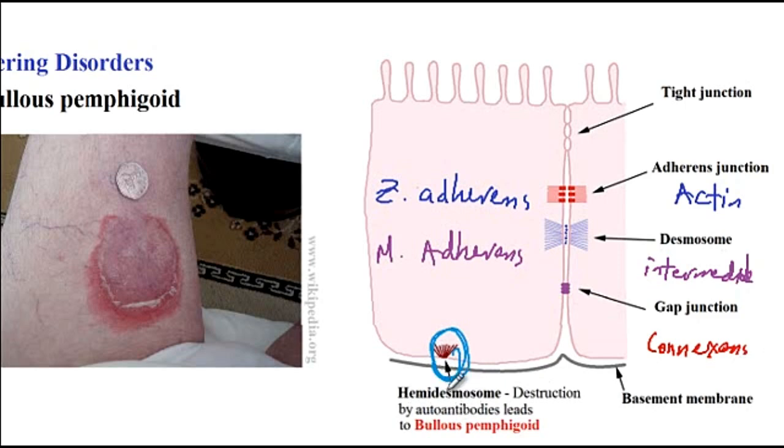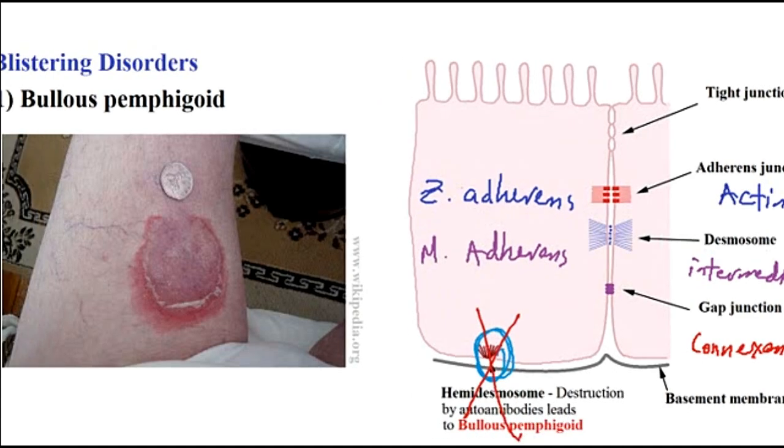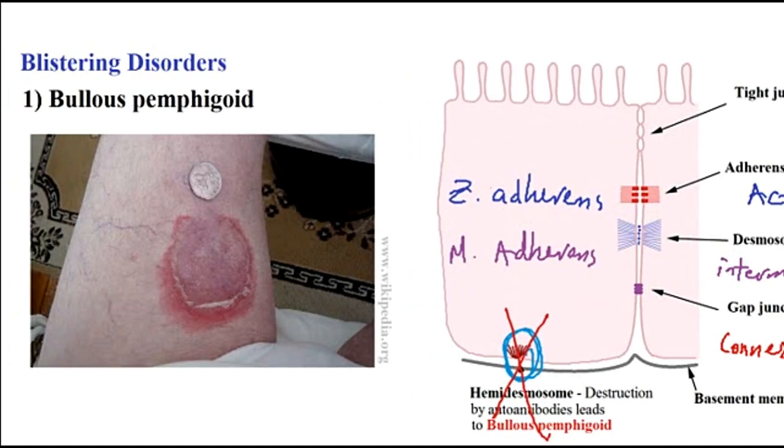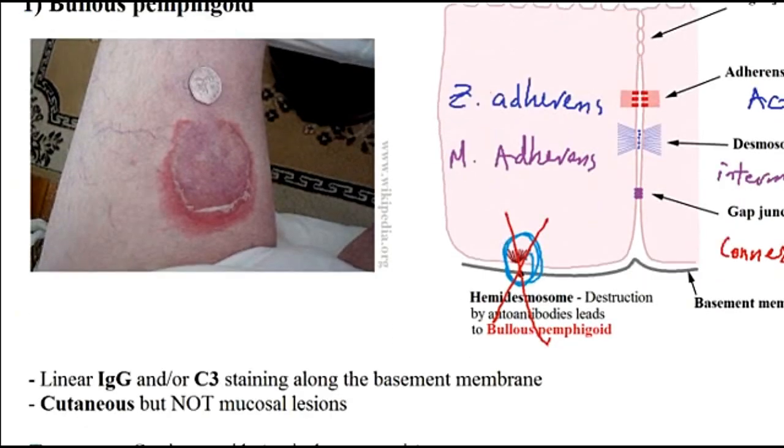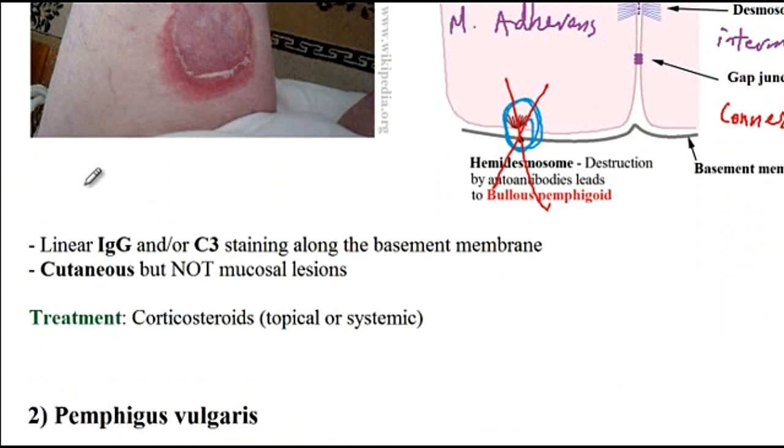Now the first disorder that I would like to discuss is bullous pemphigoid, which is due to the formation of autoantibodies against hemidesmosomes. Therefore, on immunofluorescence staining, you will see linear IgG and C3 staining along the basement membrane. Since the antibodies are attacking the hemidesmosomes along the basement membrane, the form of immunofluorescence staining that you get is linear.